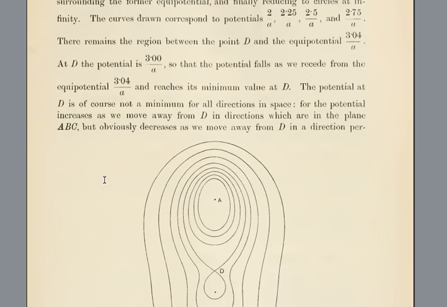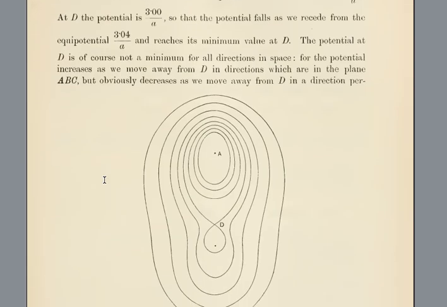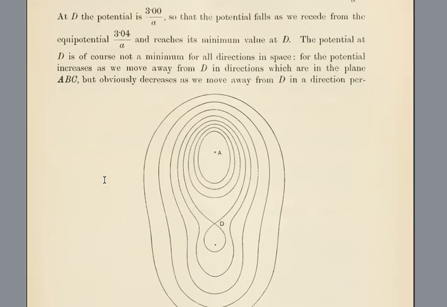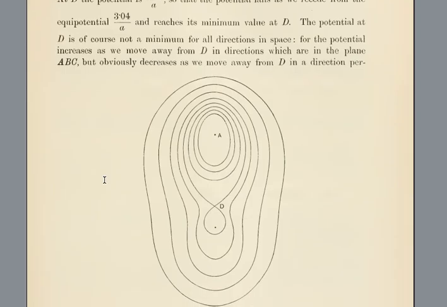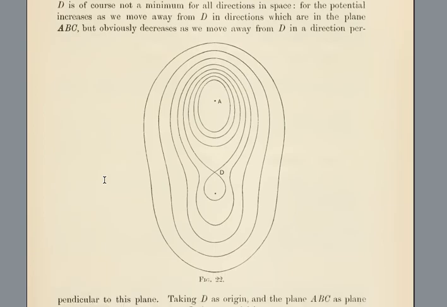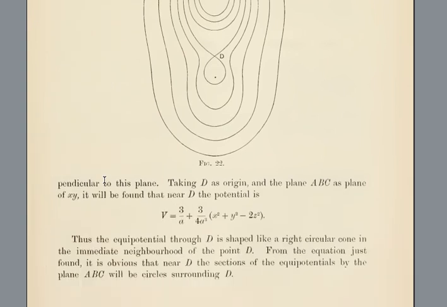There remains the region between the point D and the equipotential 3.04 divided by a. At D, the potential is 3 divided by a, so that the potential falls as we recede from the equipotential and reaches its minimum value at D. The potential at D is, of course, not a minimum for all directions in space, for the potential increases as we move away from D in directions which are in the plane ABC, but obviously decreases as we move away from D in a direction perpendicular to this plane.